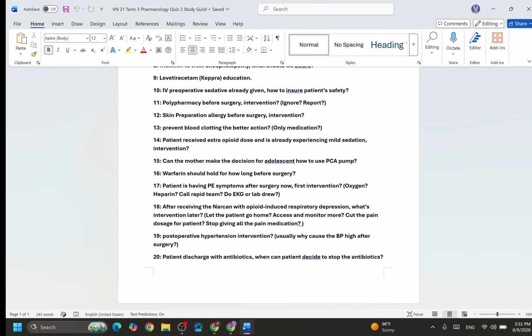And also, do you feel like you want to cut the pain medication dosage for the patient? Because the patient had respiratory depression, maybe it's an overdose with the opiate. So that's why you decide to cut the patient's doses right now. Do you feel like you can stop giving all the pain medication for the patient? Okay, because you feel like maybe it's not safe. Okay, let's not give the pain medication anymore. Let's hold all the pain medication.